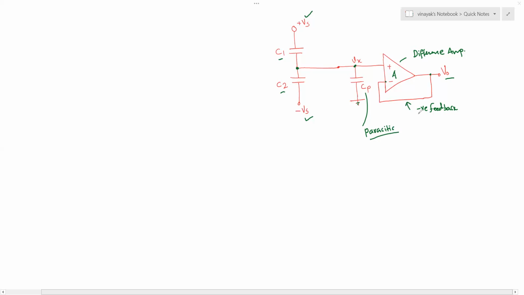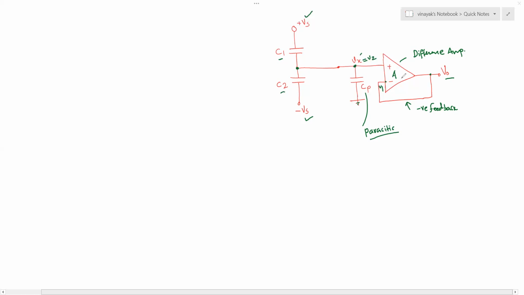So we want to analyze this circuit and get the expression for the output. Now let us call the voltage at the negative pin V1, and the voltage at the positive pin V2, which is also equal to Vx. And the voltage across the capacitor actually is Vx, and therefore it is equal to V2.